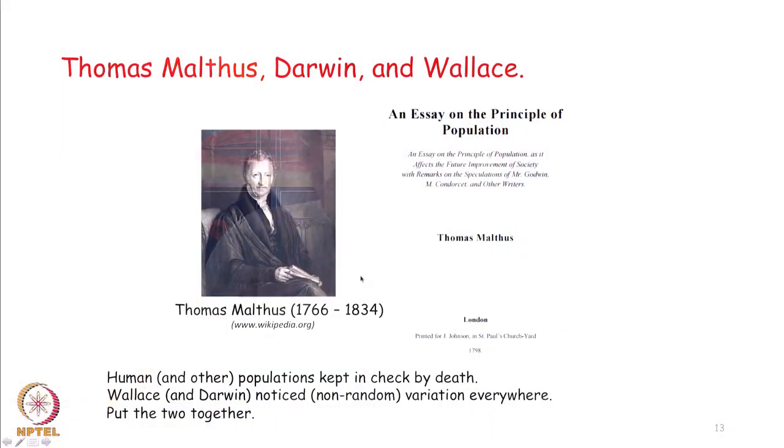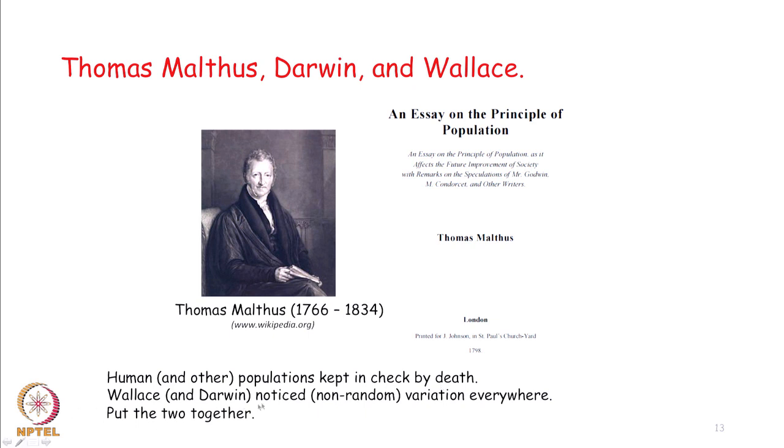Both Darwin and Wallace were also influenced by an economist called Thomas Malthus. Thomas Malthus in 1798, as you can see here, wrote an essay called An Essay on the Principle of Population. And Malthus, who was an economist, argued that human and other populations are kept in check by death happening. Overcrowding of an environment does not happen because death takes over, resources become a limitation.